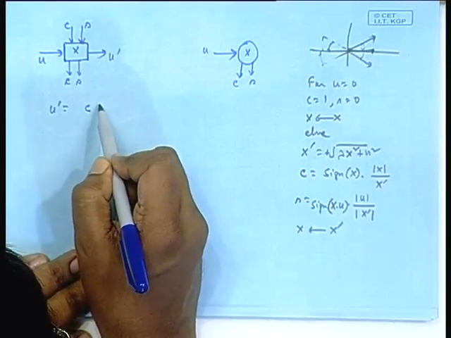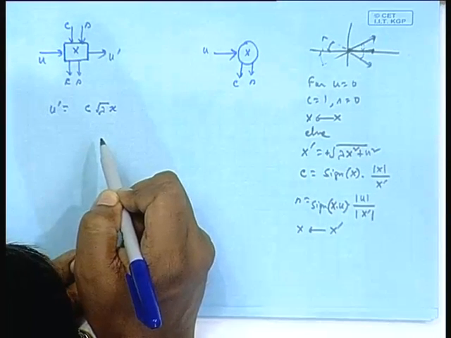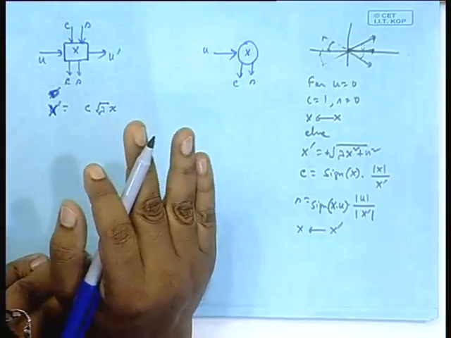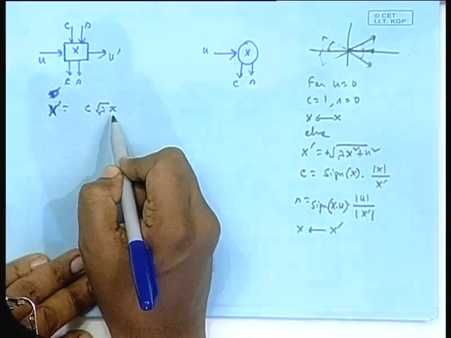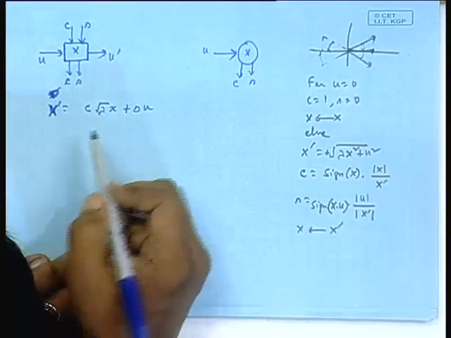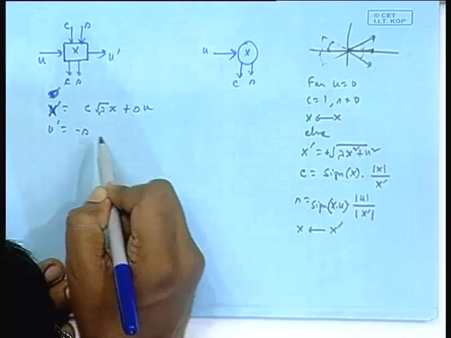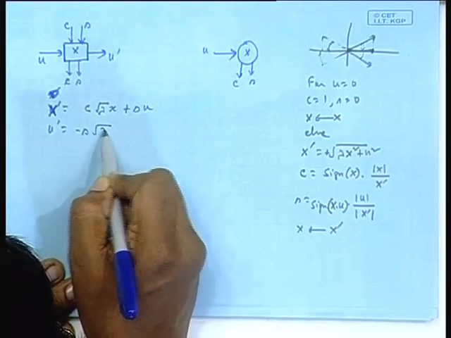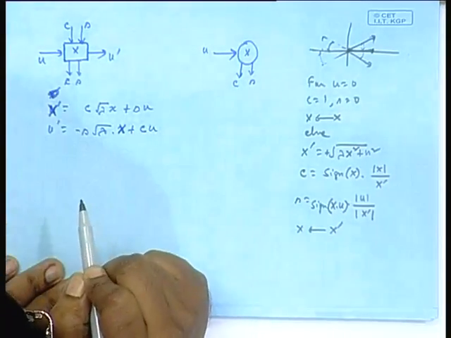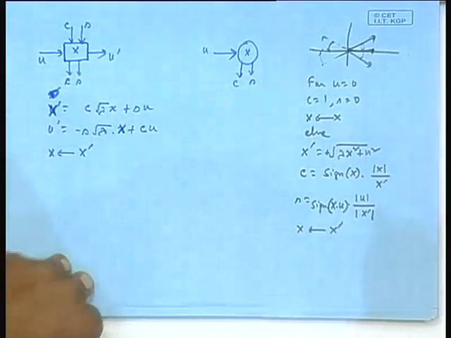C square root lambda x, sorry, not C, this is x prime first, x prime, sorry, x prime will be C square root lambda x plus S U, okay, and U prime will be that cos and sine and minus sign, minus S and x prime goes to x, okay.